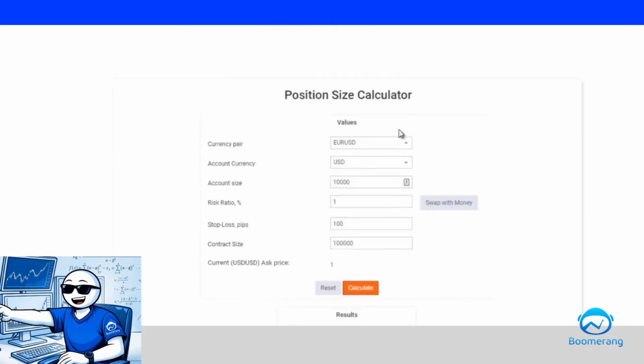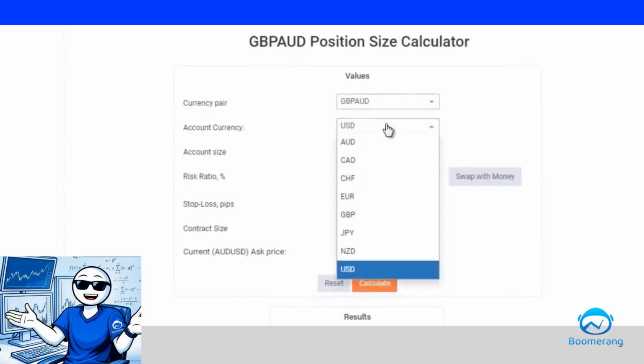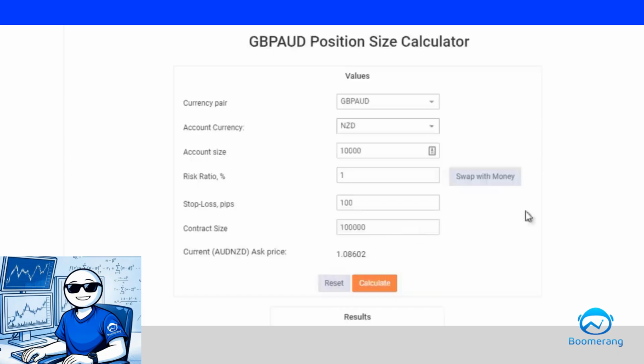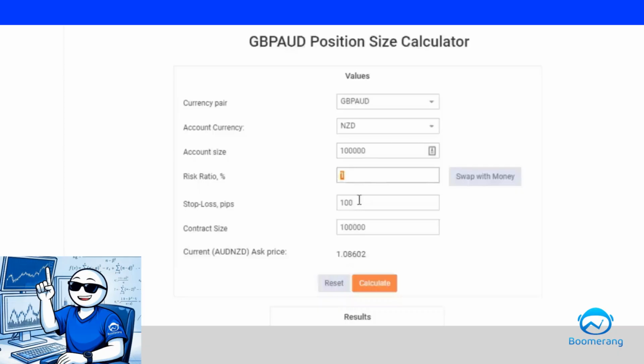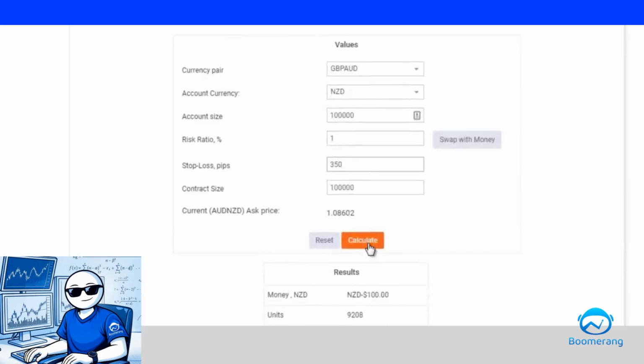Let's do another example. Let's say this time around you're not trading Euro USD. You're trading the pound against the Aussie. Let's say your account currency is in New Zealand dollars. And let's say this time you're a baller. Your account size is $100,000. And you still risk 1% on each trade. Well done. And let's say your stop loss this time around is 350 pips. Contract size again 100,000. You click calculate, it will tell you how many units to trade, such that even if the trade hits your stop loss, you will only lose 1% of your account.